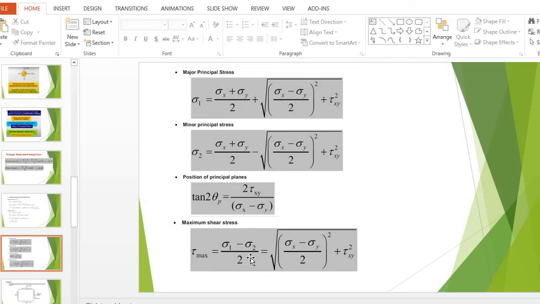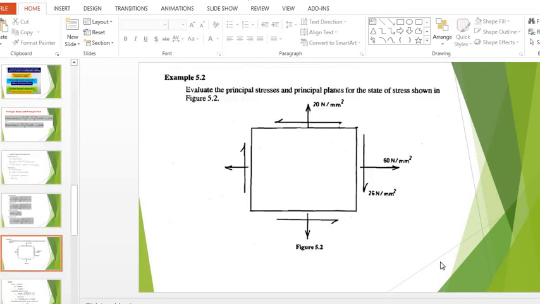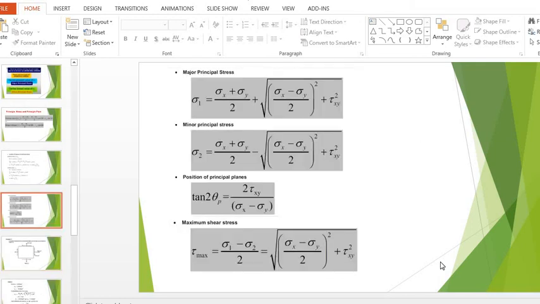Next is maximum shear stress. The formula is (sigma 1 minus sigma 2)/2. So we will get this, okay. I think it will be clear to you.